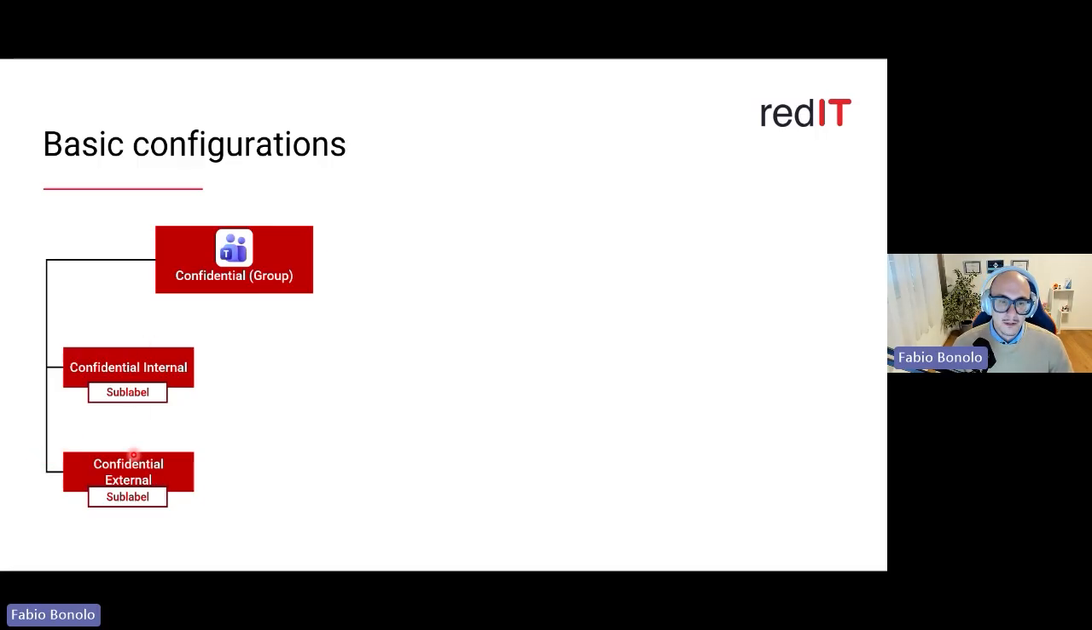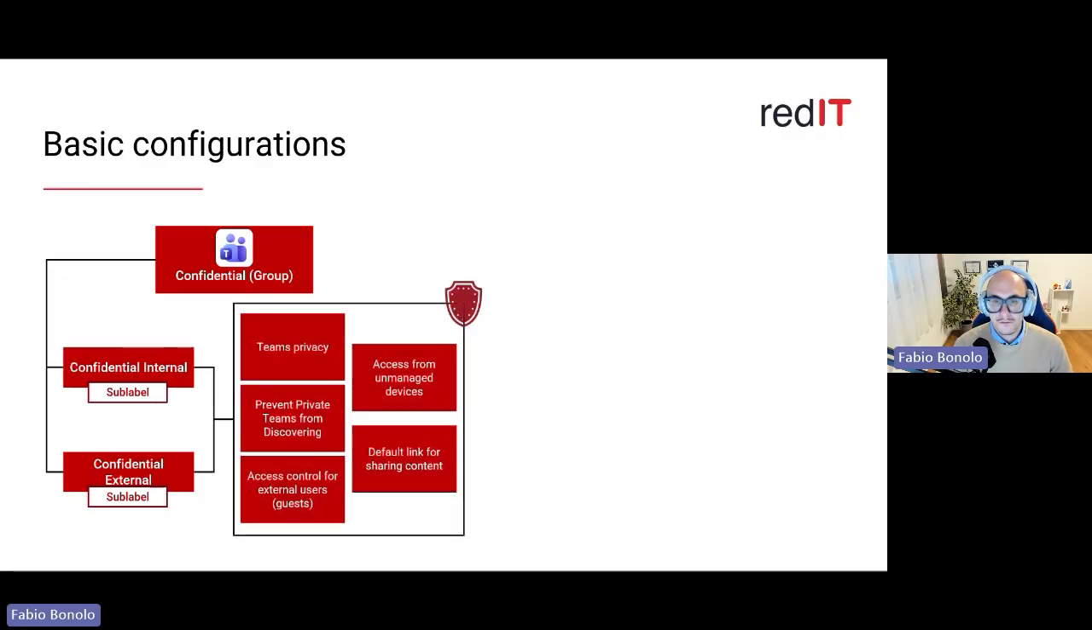So I can set sublabels that don't inherit the configuration settings that I set here in confidential, but I can set and deploy different configurations based on the sublabels, and these two labels are the only ones that I can apply as a user. So as a user, I don't have the possibility to apply the parent label, but these two. And for each group label, I have the following configuration settings that I can apply.